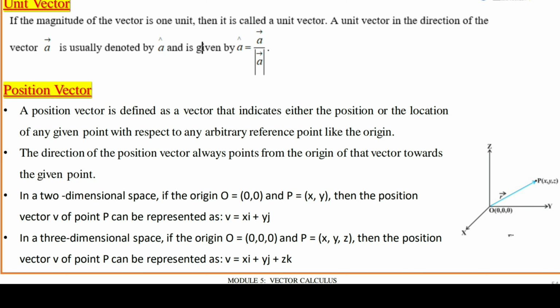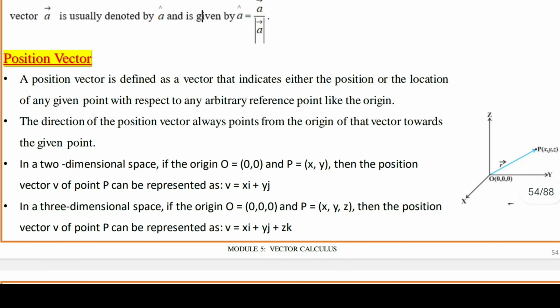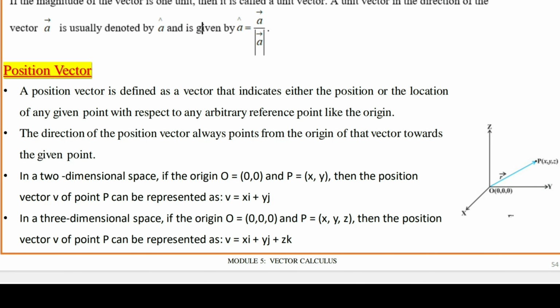Now position vector. A position vector is defined as a vector that indicates either the position or location of any given point with respect to the reference point. So from the origin to a point, that will be the position vector from the origin to the point. So from the origin to that point, say x, y, z, how do you denote it? As I told you, v is equal to xi cap plus yj cap plus zk cap. That way we denote the position vector from the origin.